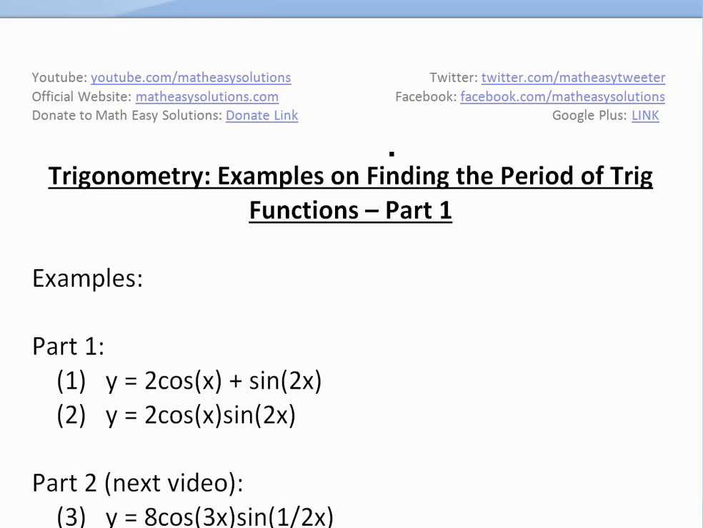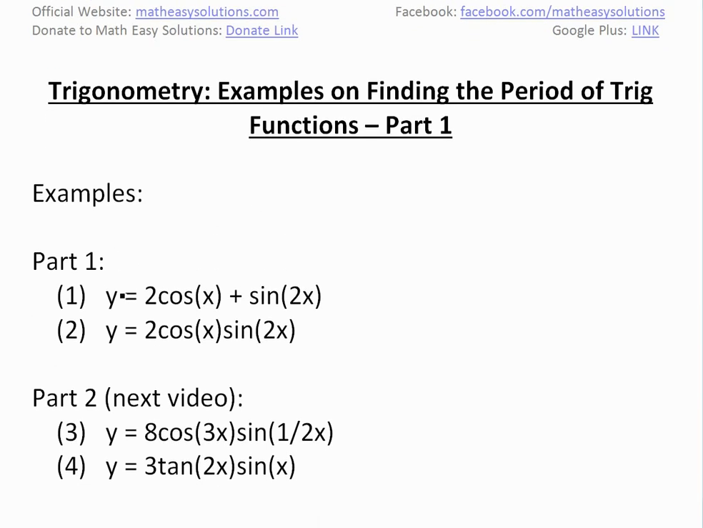Basically, in my earlier video I showed how to graph trig functions, showing how to transform and translate them. But I didn't go into finding the period, because with the functions here it's a bit complex. We'll go over these examples. I'll go through part one a bit slowly, just to go over how to find the period more in depth.